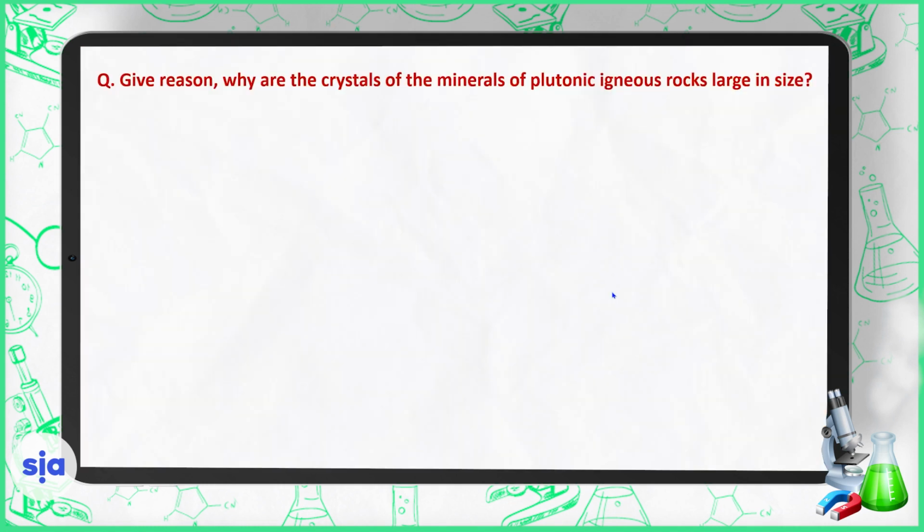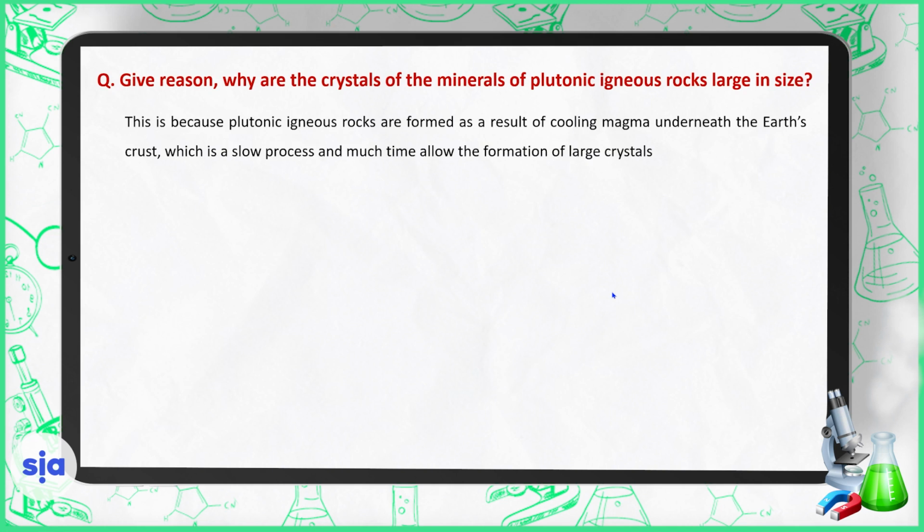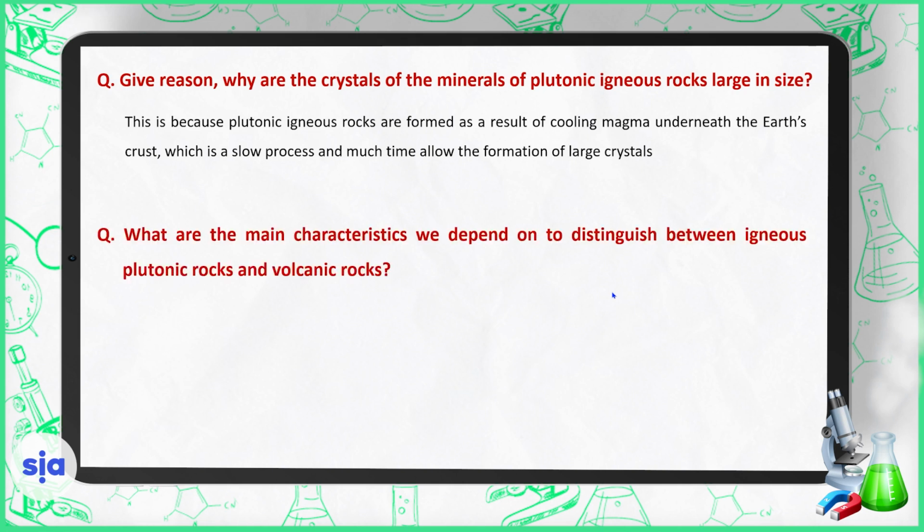Now it's time for questions. Give reason why are the crystals of the minerals of plutonic igneous rocks large in size. As I explained to you, this is because the plutonic igneous rocks are formed as a result of cooling magma underneath the earth crust, and this is a very slow process due to the very high temperature, and much time allows the formation of large coarse crystals.